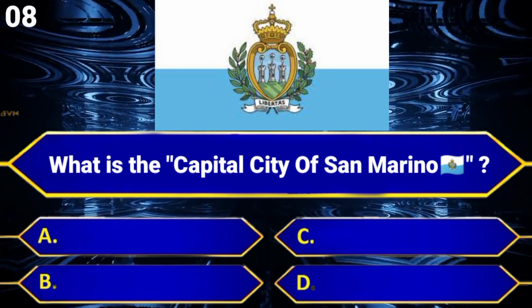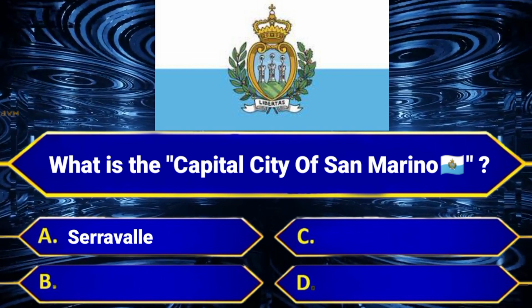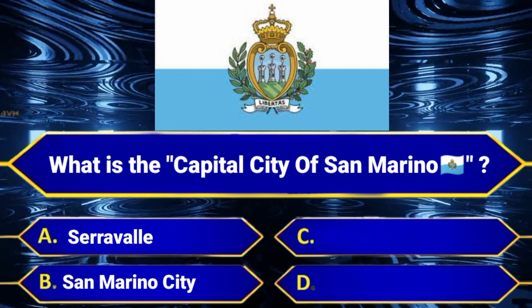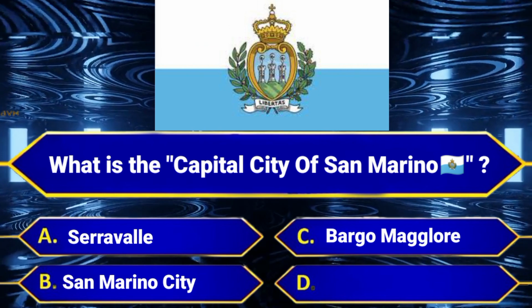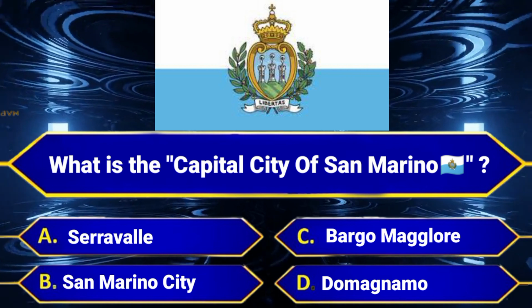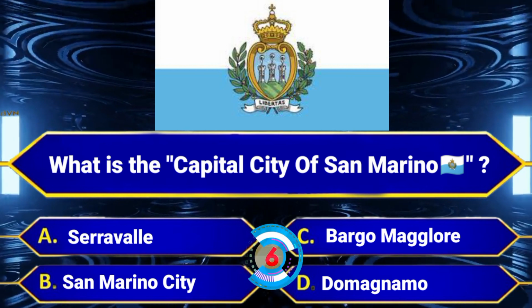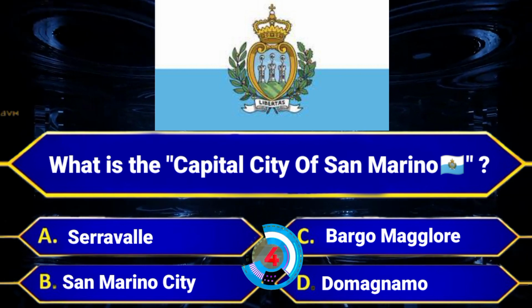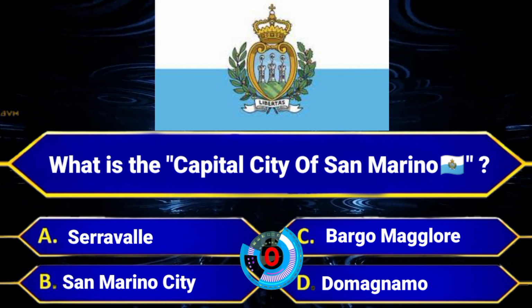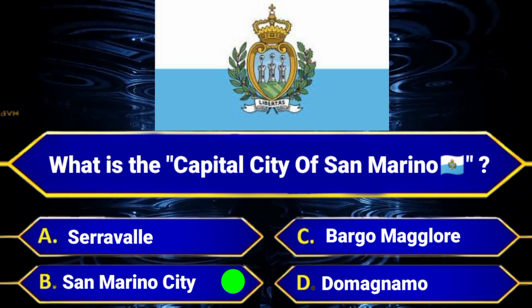What is the capital city of San Marino? Option A, Sierra Valle. Option B, San Marino City. Option C, Bago Maglo. Option D, Domaggiano. Answer is option B, San Marino City.